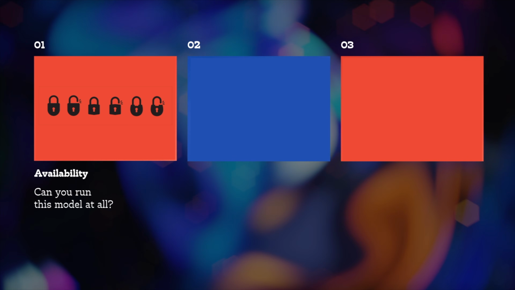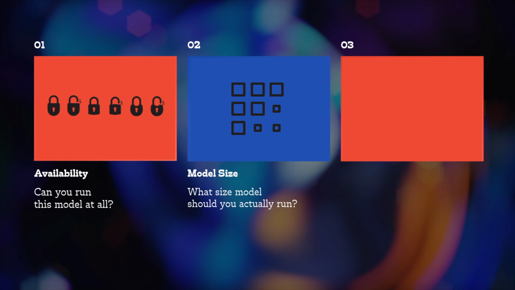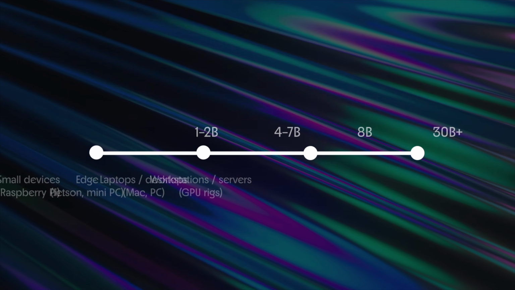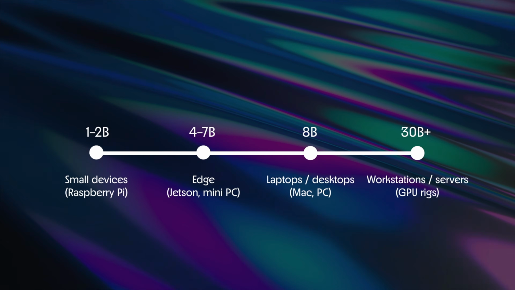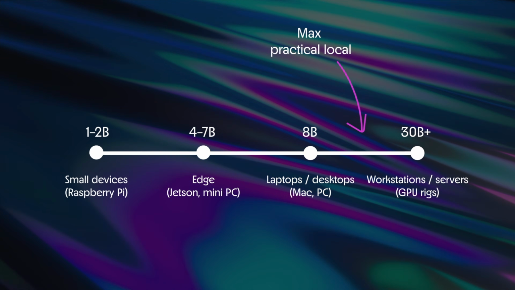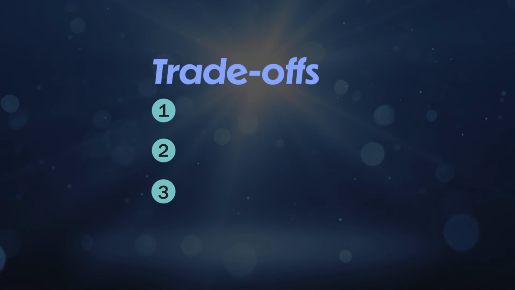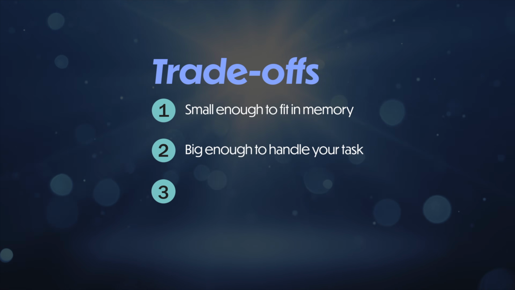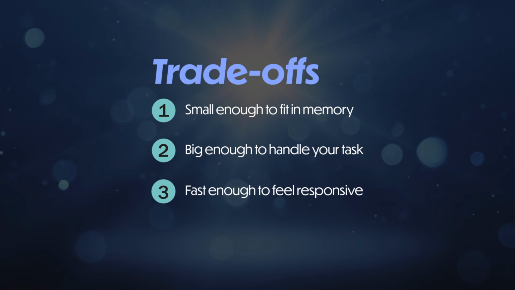Now that we're only looking at open weight models, the next question, what size model can you actually run? Model size controls everything. If it's too big, it won't fit, or it'll run too slow. Too small, it's faster, but maybe not capable enough. So you're balancing 3 things. It has to be small enough to fit in memory, big enough to handle your task, and fast enough to feel responsive. And this is where distillation can be useful.